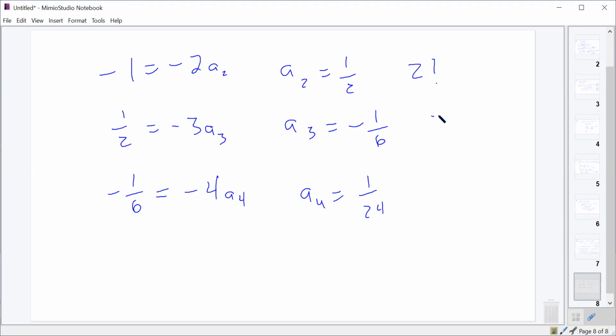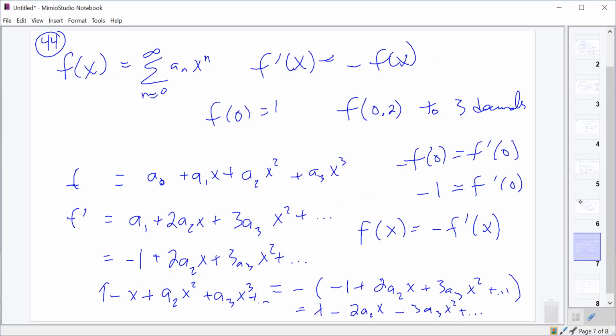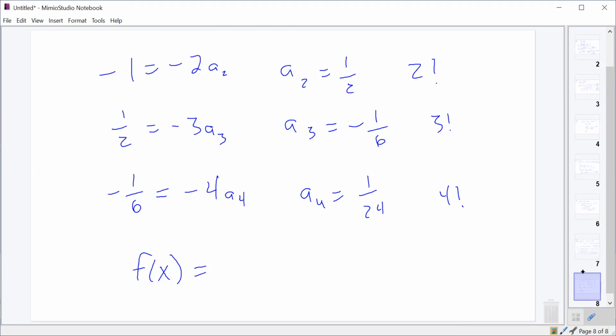This is 2 factorial, this is 3 factorial, this is 4 factorial. So we then should be able to write out f of x now that we know what each of these a sub 2's should be, and a sub 3's and a sub 4's. So f of x was a sub 0, which we were given, which was 1.